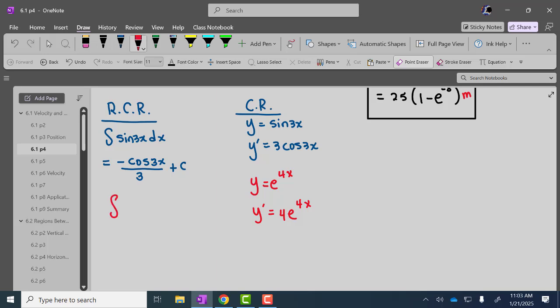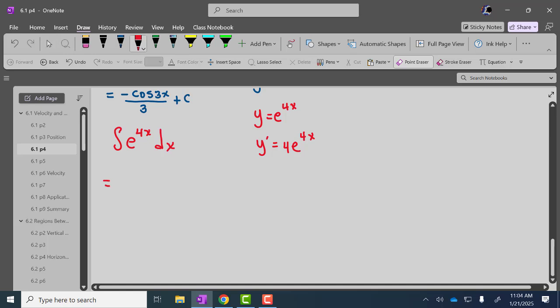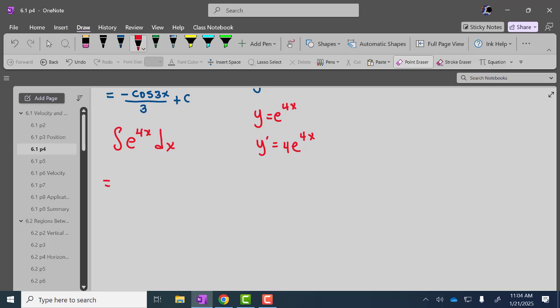Okay, so what about if we were integrating e to the 4x? The outer function is the exponential, the inner function is the exponent in this case. The integral of an exponential is itself, just like the derivative of an exponential is itself. If we were differentiating, we'd multiply by that 4, but we are integrating, so we divide by 4. And then add a constant of integration.